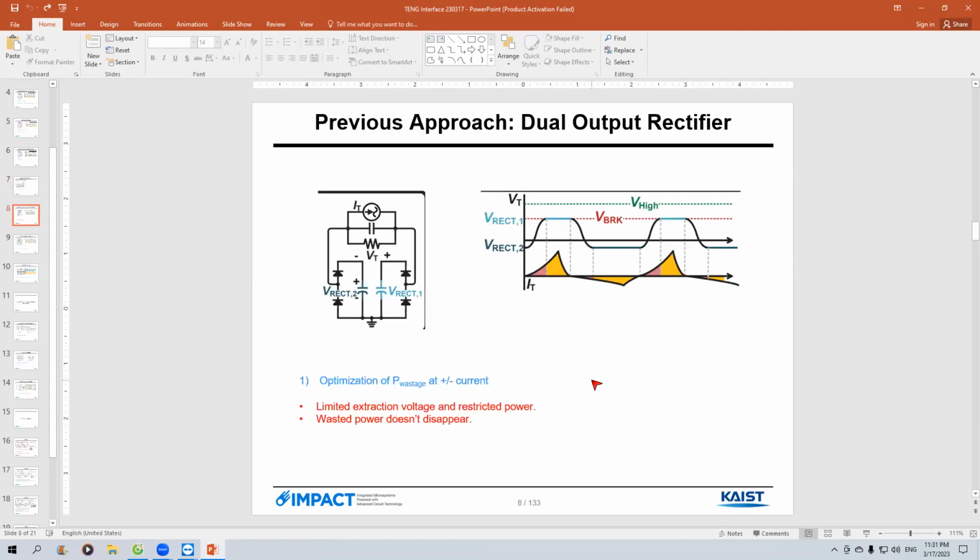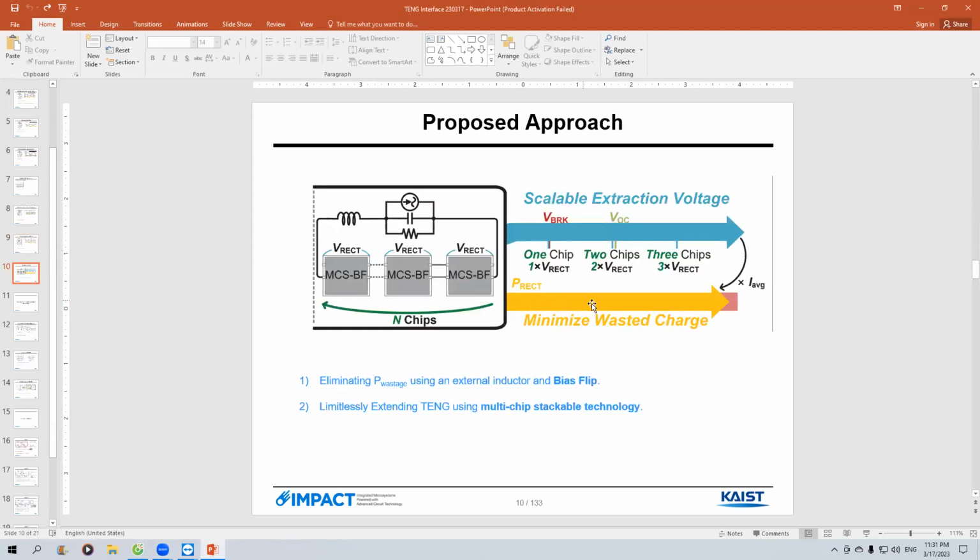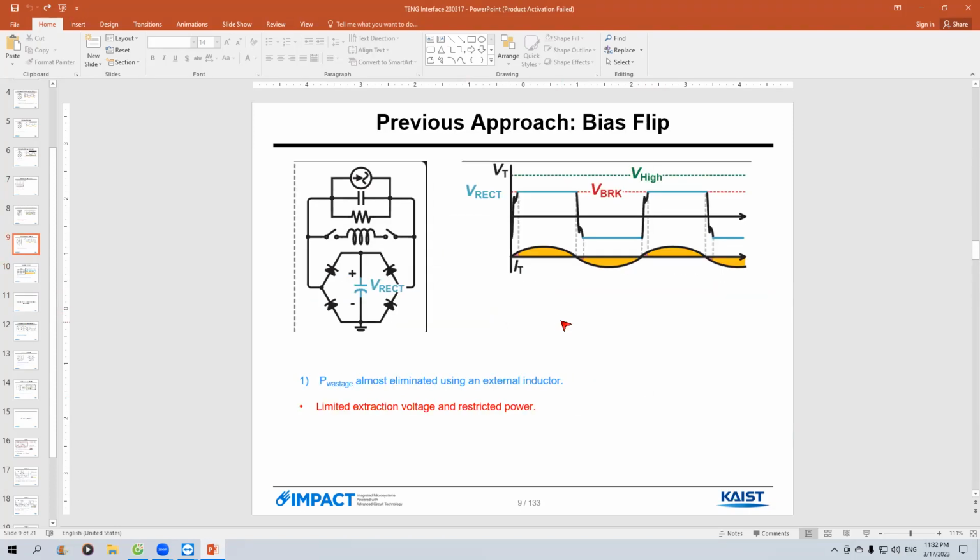So in this work, they try to stack two or more rectifiers to make the operating voltage higher, right? So we can harvest more energy. That is the concept of this work.